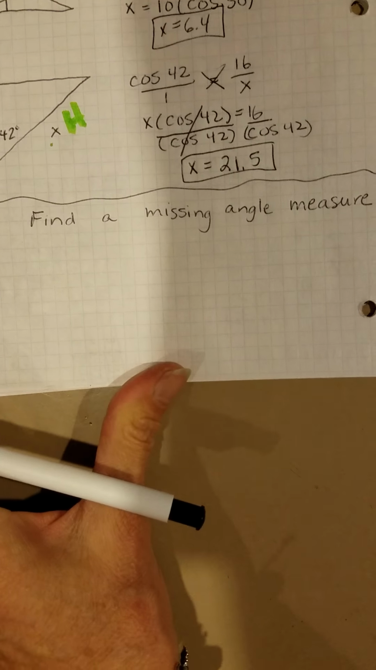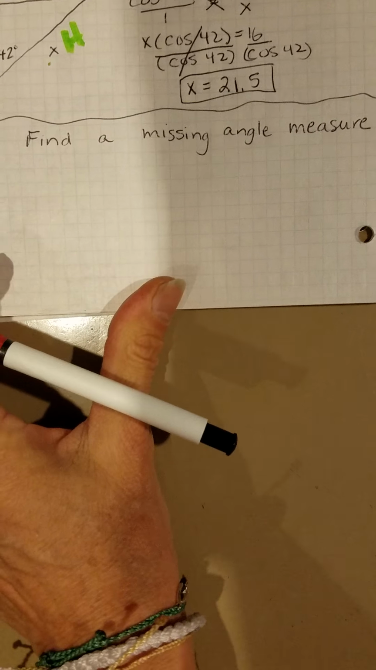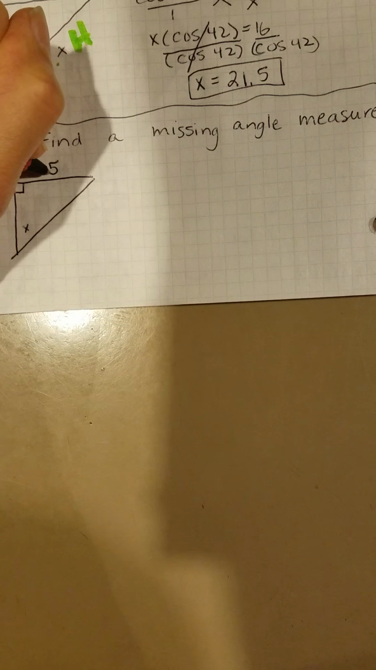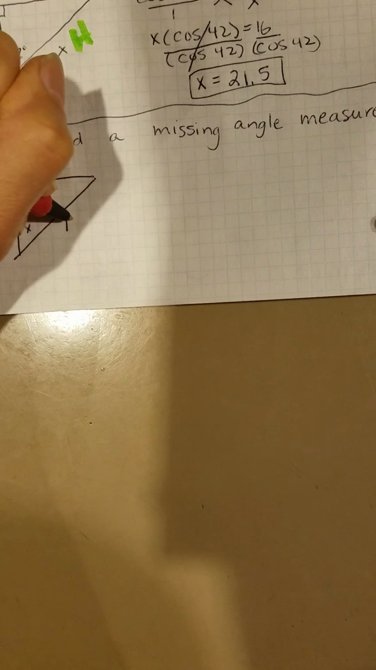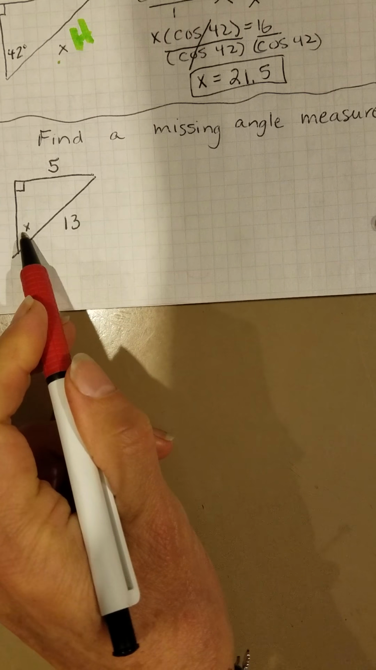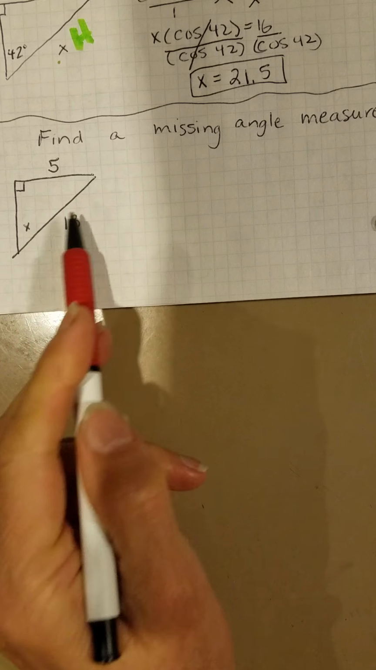The last thing I'm going to do in this video is find a missing angle measure. So I'm going to draw a right triangle. Let's find this angle, and I'm just going to make up two sides. Let's try something different. We'll use the sine ratio this time. So I'll give this one 5, and I'll give this 13. Okay, so I have a right triangle. I need to find this angle, and I'm given two side lengths.